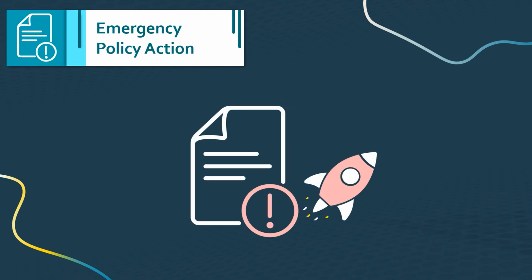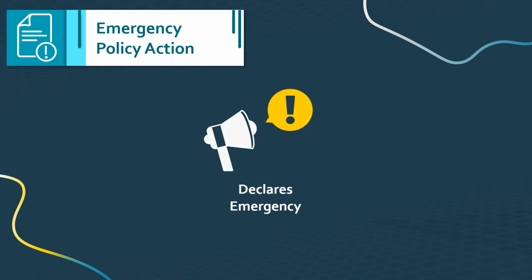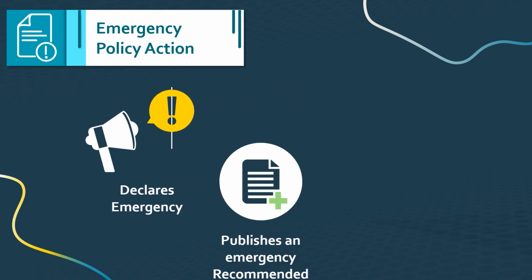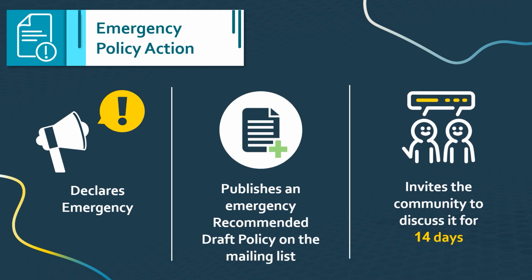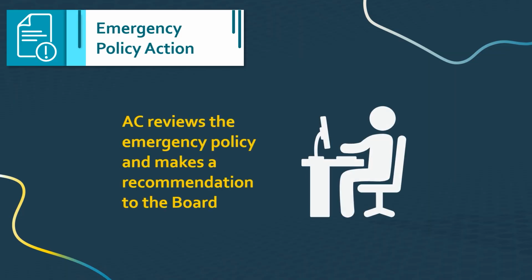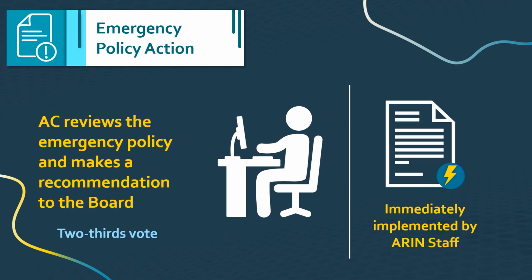An emergency policy action may be initiated by the Board of Trustees if urgently necessary pursuant to ARIN's mission. The board declares the emergency, publishes an emergency recommended draft policy on the mailing list, and invites the community to discuss it for 14 days. Following this period, the AC reviews the emergency policy and makes a recommendation to the board requiring a two-thirds vote. If adopted, the policy is immediately implemented by ARIN staff.